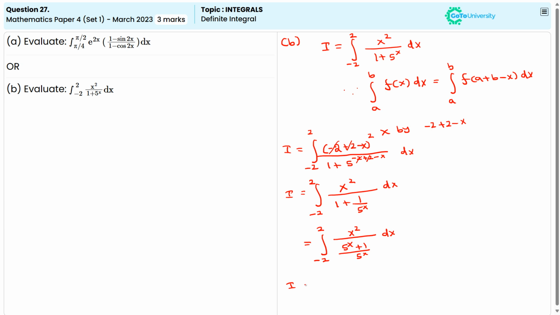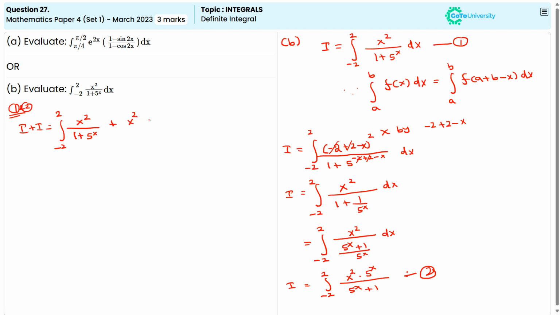Now we get I equal to integration of the limits from -2 to 2, x square into 5 power x divided by 5 power x plus 1. Now we are going to take this as equation number 1 and this as 2. Now we are going to add 1 and 2. So if we add 1 and 2, we get I plus I, which is equal to integration of the limits from -2 to 2, x square divided by 1 plus 5 power x plus x square into 5 power x divided by 5 power x plus 1 into dx.